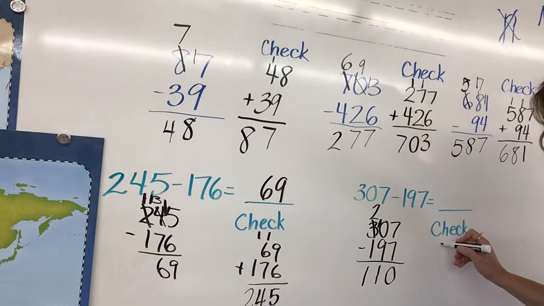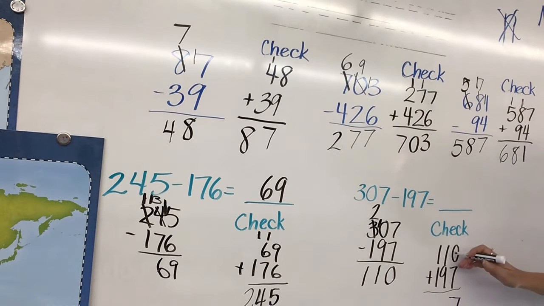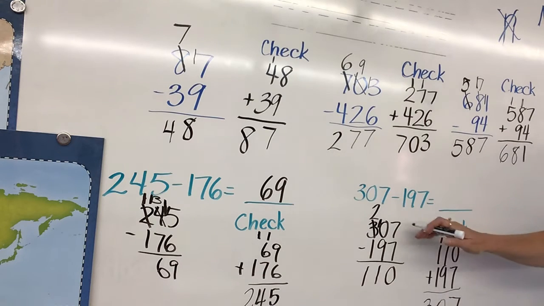So start with that 110, which was our difference, and add back the subtrahend. 197. So 110 plus 197, 0 plus 7? 7. 1 plus 9? 10. Go to 0, rename a 1 to the top of the hundreds column. 1 plus 1 plus 1. 3. And our sum is the same thing as our minuend, so we are good.